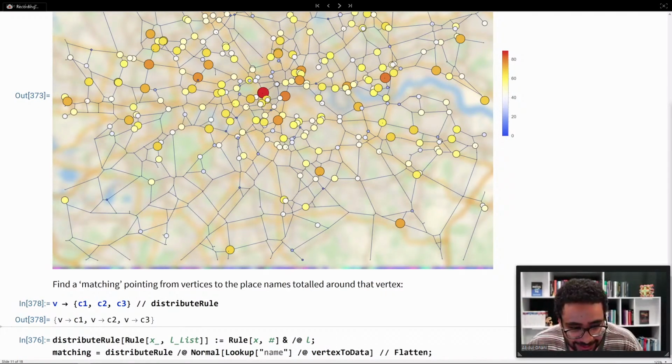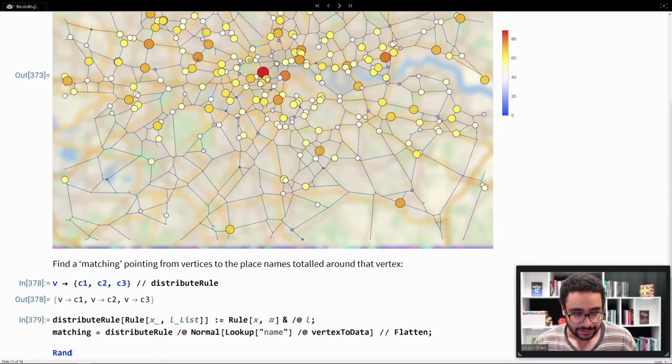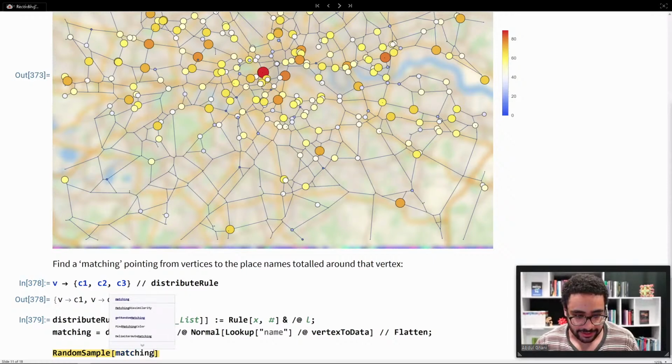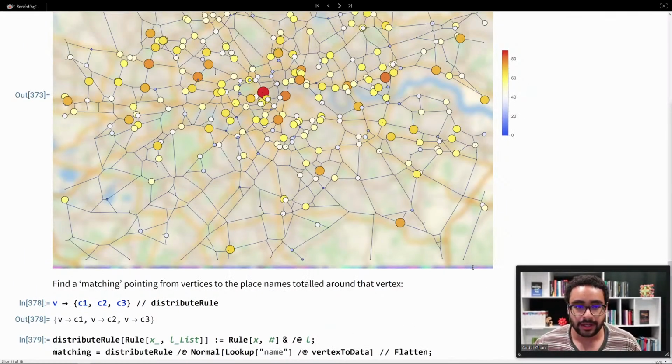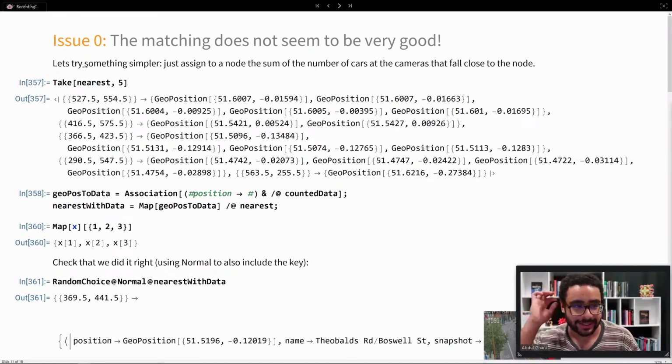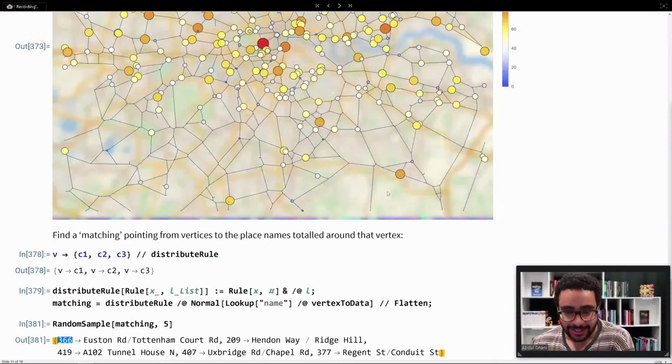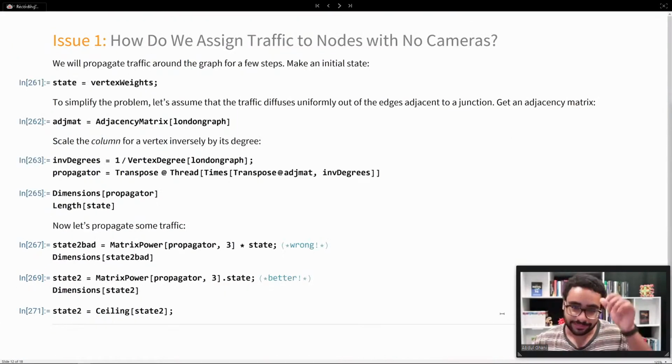I say distribute rule. It takes a rule of something that points to a list, and then you just map the rule over the list. So this gets mapped over the whole list, and then the matching is basically that. So again, just always check that we're roughly doing the right thing. Let's take 2 of them to check that we did the right thing. Okay, good. It looks like the vertex numbers are pointing to names, so that's good. So that was issue 0, which is not really in the Wolfram spirit, because we do stuff like one-indexed, but that's the issue that we had to solve before we got to the actual issues.